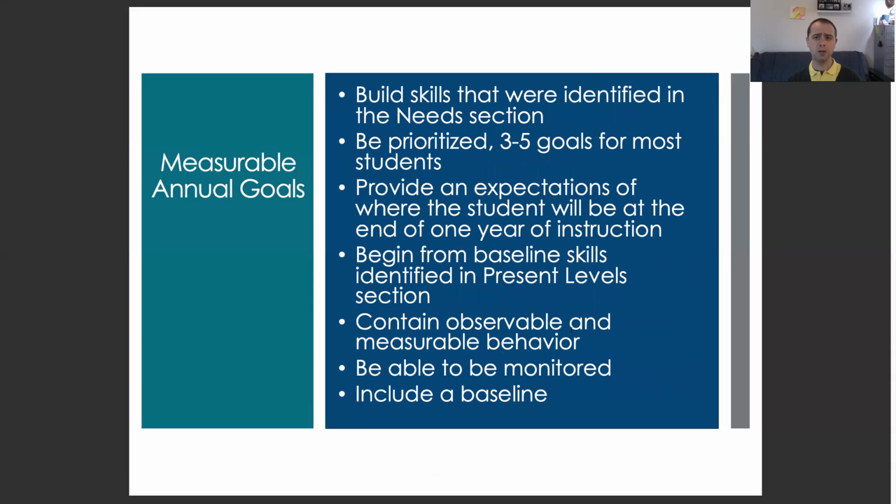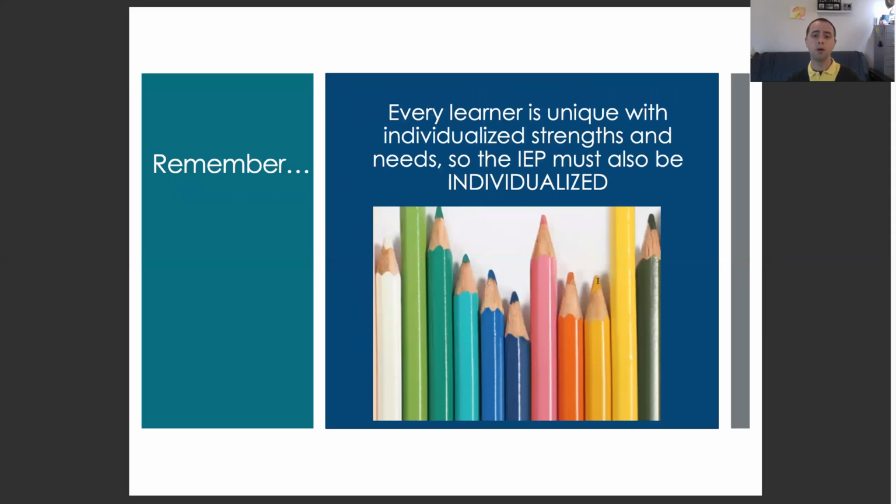Considering more on measurable annual goals, they're going to build skills that we identified in those needs. They should be prioritized. We shouldn't have 10 or 12 goals for every student. 3 to 5 is generally a good idea. We, again, want to make sure that we can accomplish this usually in 1 year's time. We're going to begin from that baseline that we identified in those present levels. And we have to make sure that whatever we're asking that student to do is something that we can observe. It has to be observable behavior. That way we can take data and progress monitor it. We also have to remember the most important piece when we're writing an IEP, it needs to be individualized.